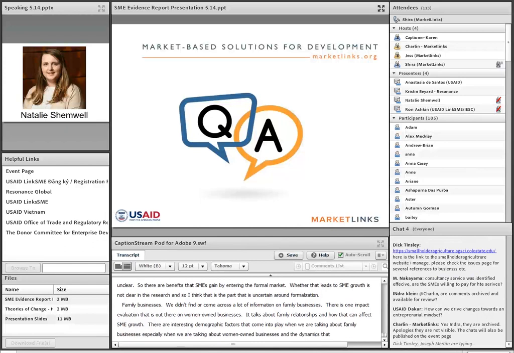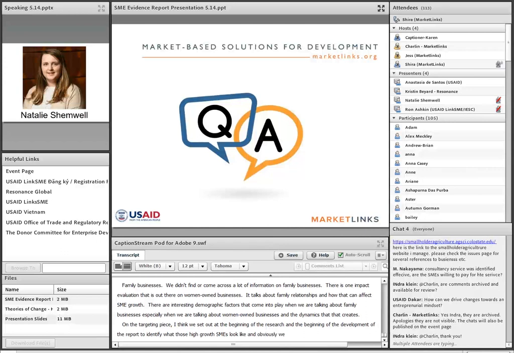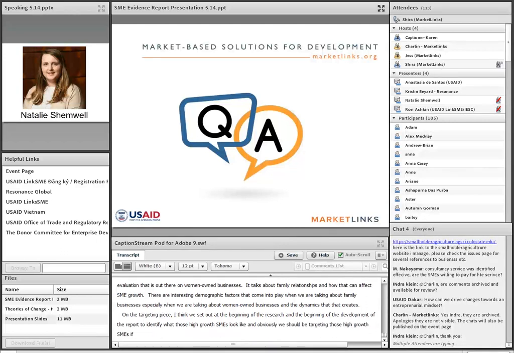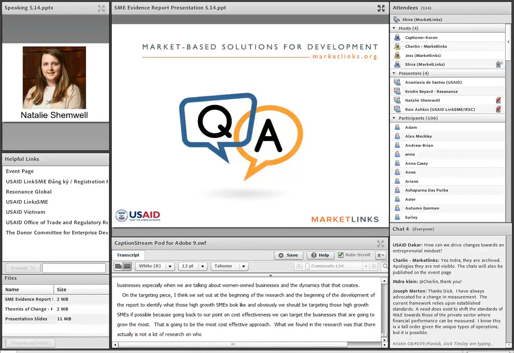On the targeting piece, we set out at the beginning of the development of the report to identify what those high growth SMEs look like. Obviously we should be targeting those high growth SMEs if possible, because going back to our point on cost effectiveness, we can target the businesses that are going to grow the most. I think that's the most cost effective approach. But what we found in the research was that there actually is not a lot of research on who these high growth SMEs are and how to identify them. So that's definitely a gap in the research that we identify in our report.